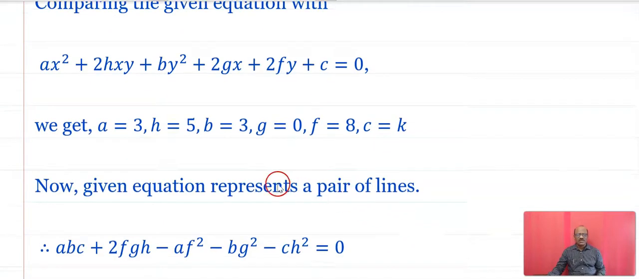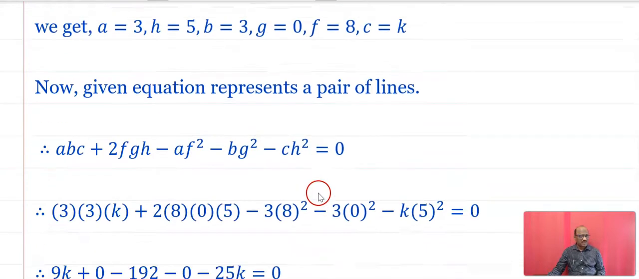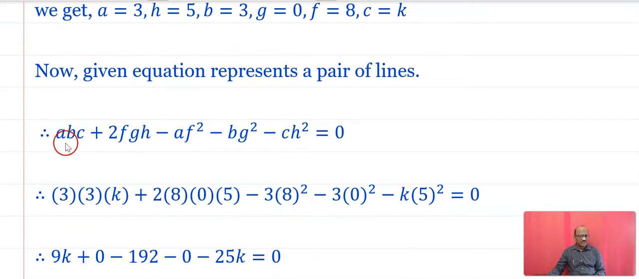Okay, now the given equation represents a pair of lines, then the value of this expression must be 0. What is that expression? abc plus 2fgh minus af square minus bg square minus ch square is equals to 0. Now substitute the values. a is 3, b is 3, c is k. Then 2, f, g, h. The value of f is 8, g is 0, and h is 5. Overall that will become 0. That is minus 3 af square, f is again 8 square, minus 3 bg square.